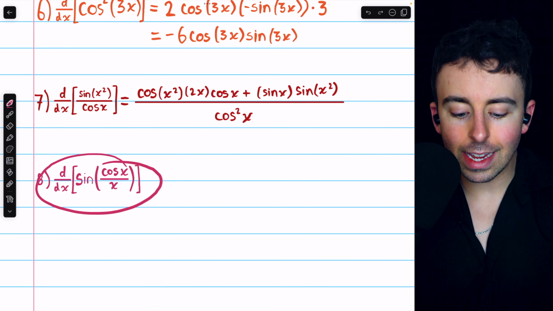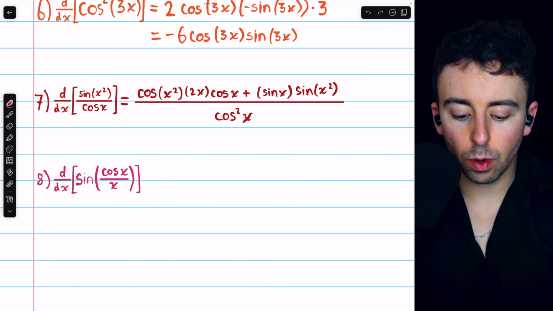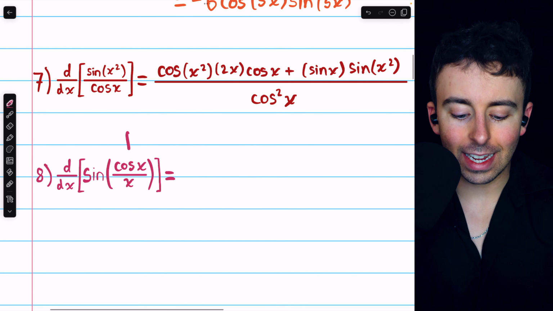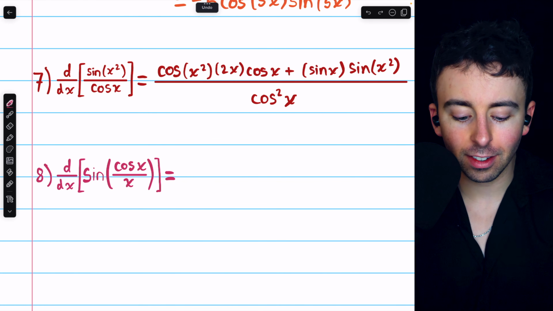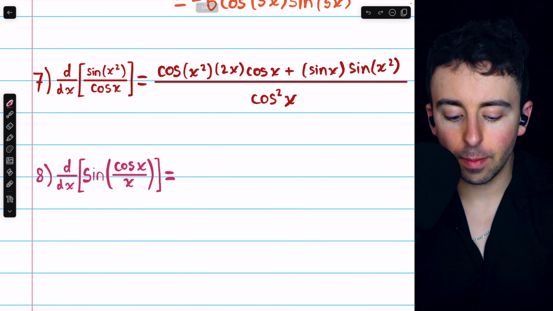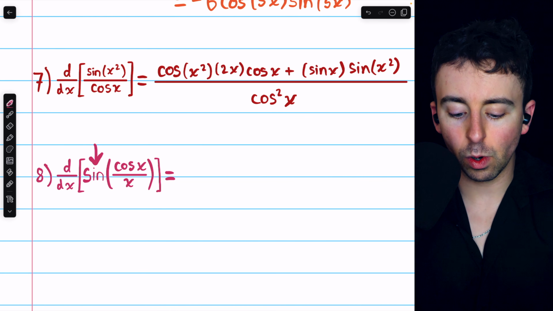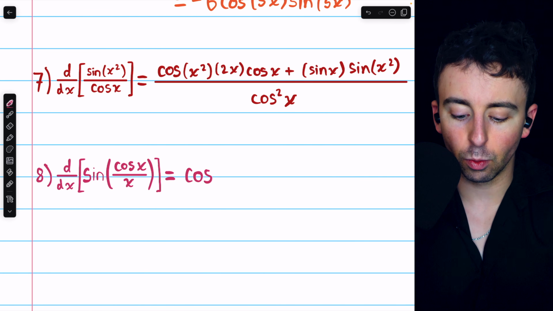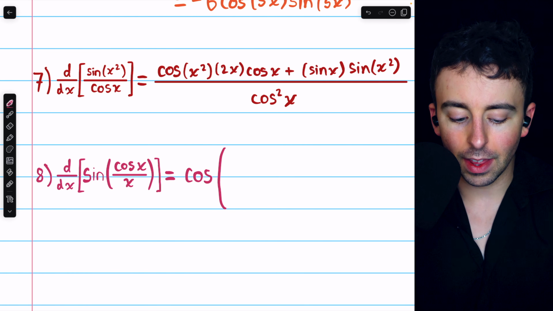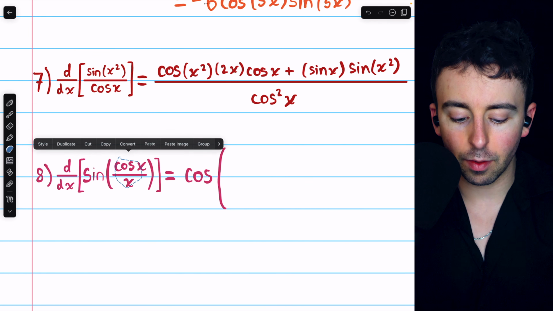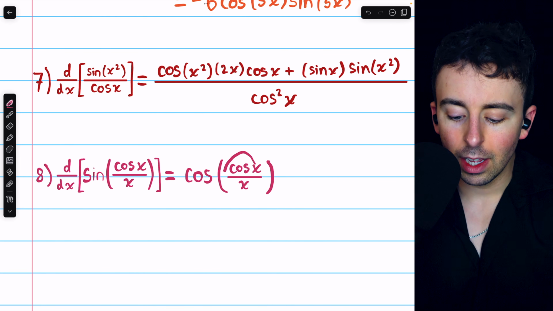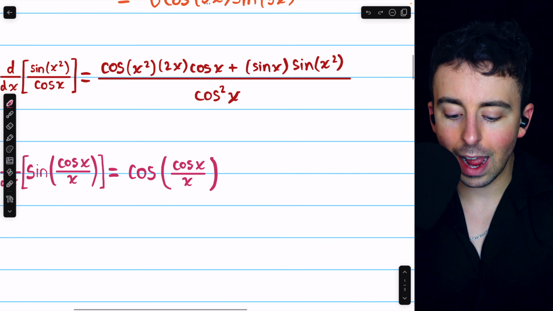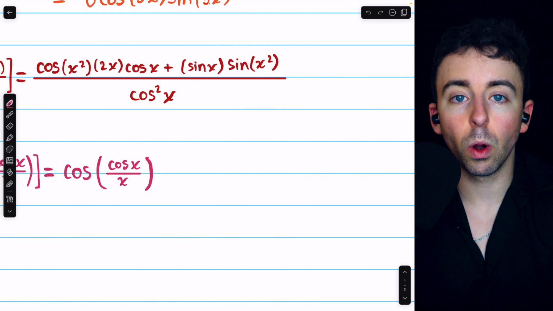Next, problem 8 is similar, except we're going to have to apply the quotient rule at an inside layer of the chain rule. We have cosine x divided by x, but that's inside of sine. So we'll start by taking the derivative of that outside function. The derivative of sine is cosine, and then we're going to leave the inside function unchanged. But then we need to multiply by the derivative of this inside function. The derivative of cosine x over x requires us to use the quotient rule.